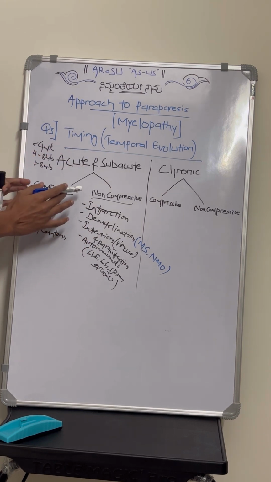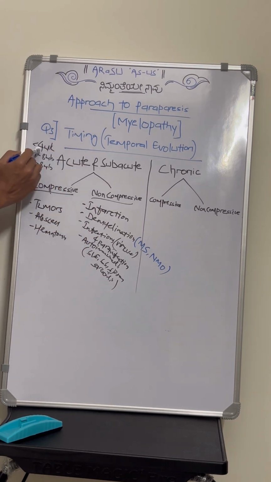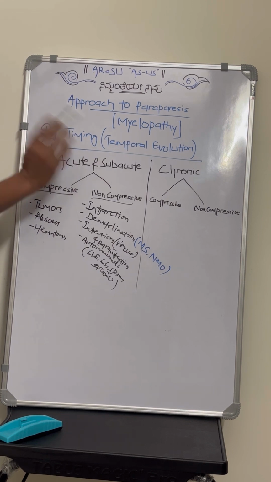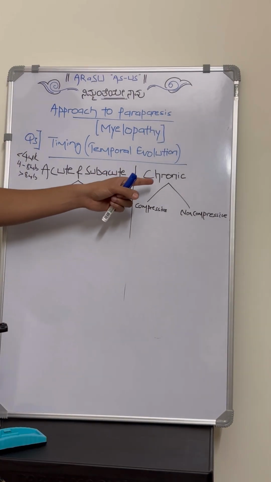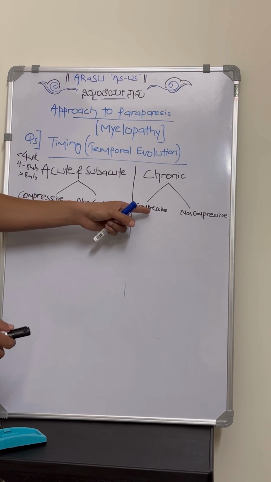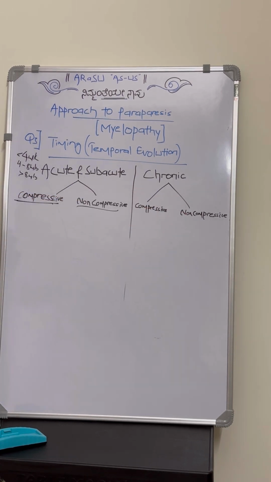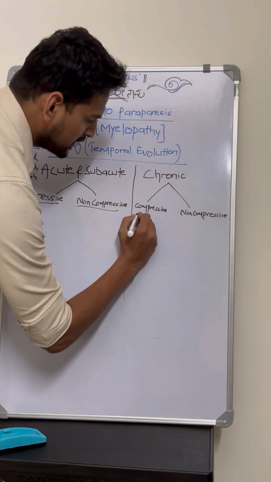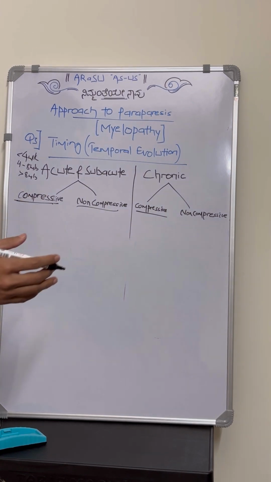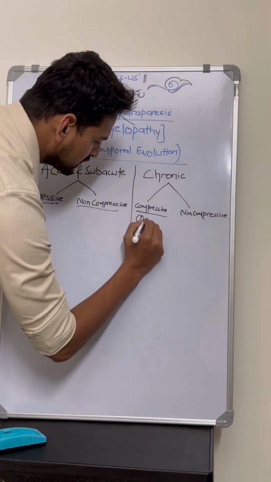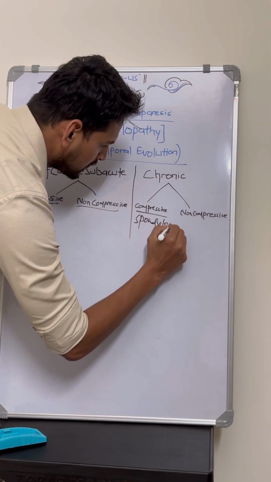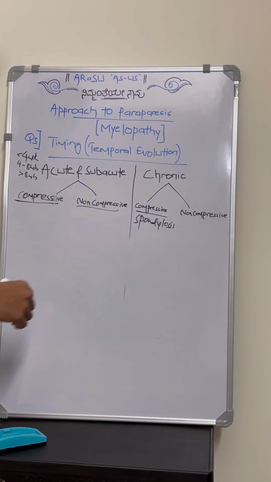So these are the things we have to think of when we are dealing with any case of lower limb weakness of less than 4 weeks or 4 to 8 weeks duration, acute to subacute. Coming to the chronic compressive and non-compressive cord lesions, here in compressive mainly we will consider spondylosis leading to spinal cord compression.